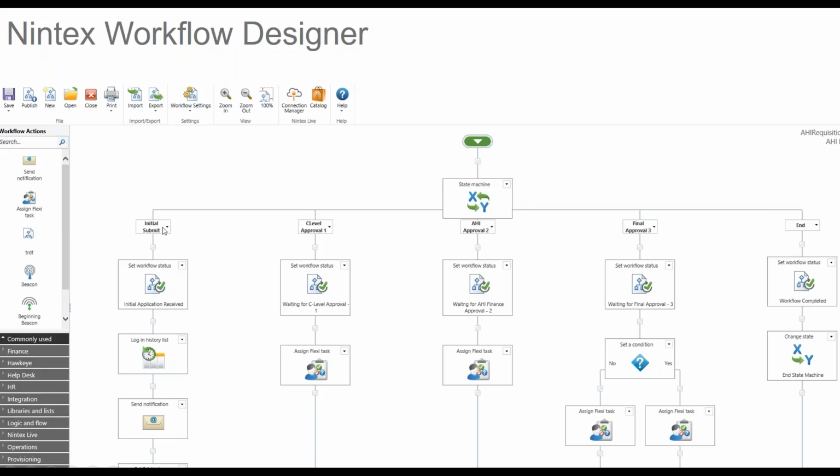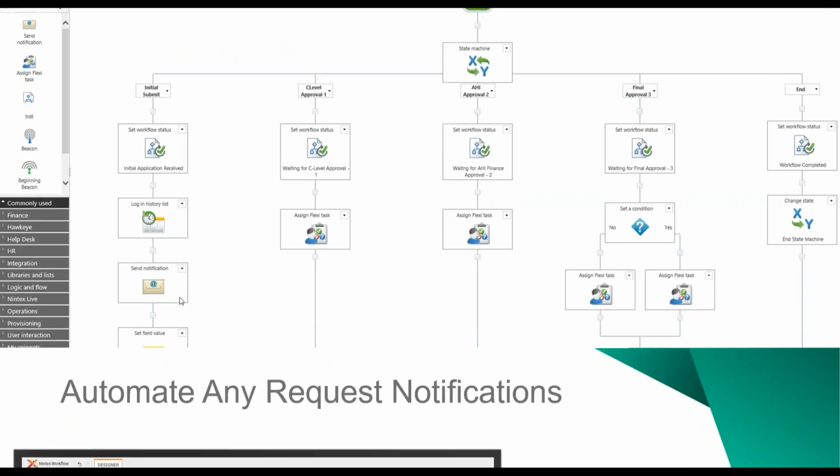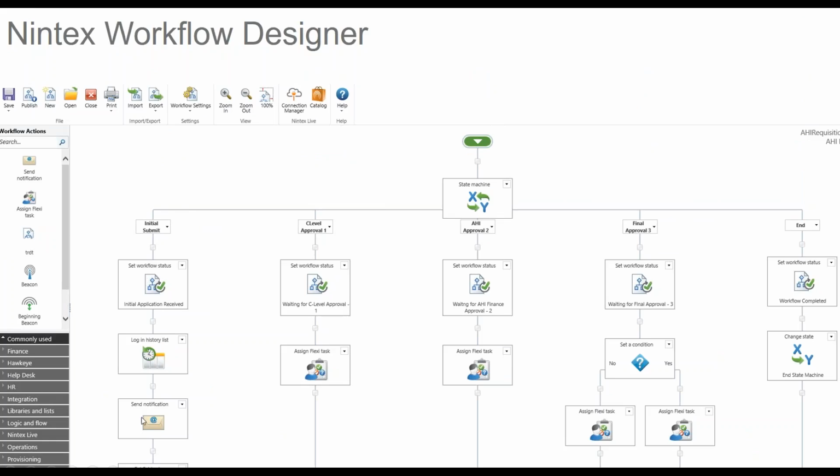We have the initial submit. We have a bunch of items that need to happen after initial submit, like sending a notification that you can see in the lower left right here. After that's been sent, then we go for C-level approval. What we're going to do is assign something called a flexi task, and I'll get to that. But this is basically assigning a SharePoint task to someone for approval or rejection. Once we've approved or rejected, depending on the outcome of this, we'll jump either to the next level of approval or we'll jump to the end.